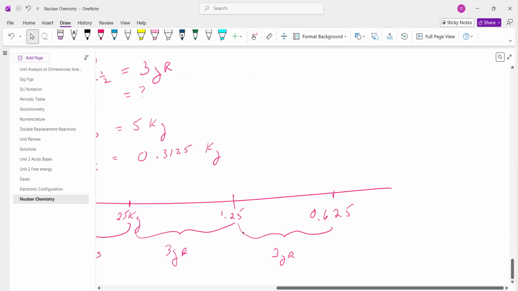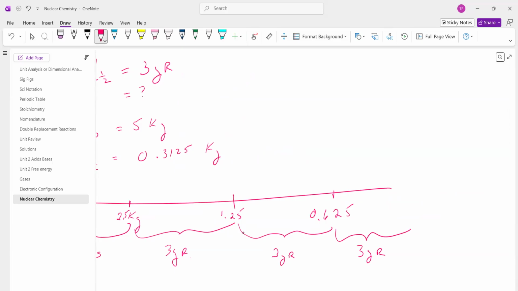Okay, we're not there yet. Got to do another half-life. And half of 0.625 is going to be 0.3125. And that's going to be right here.